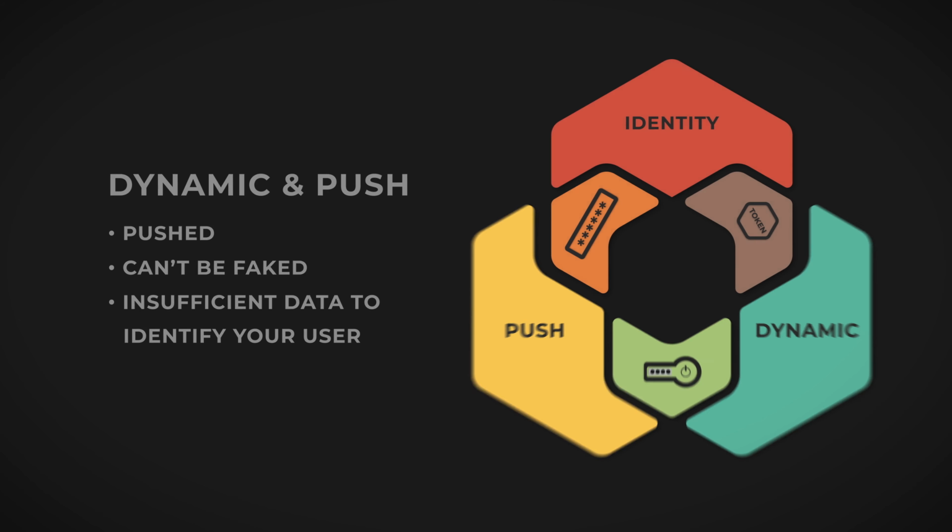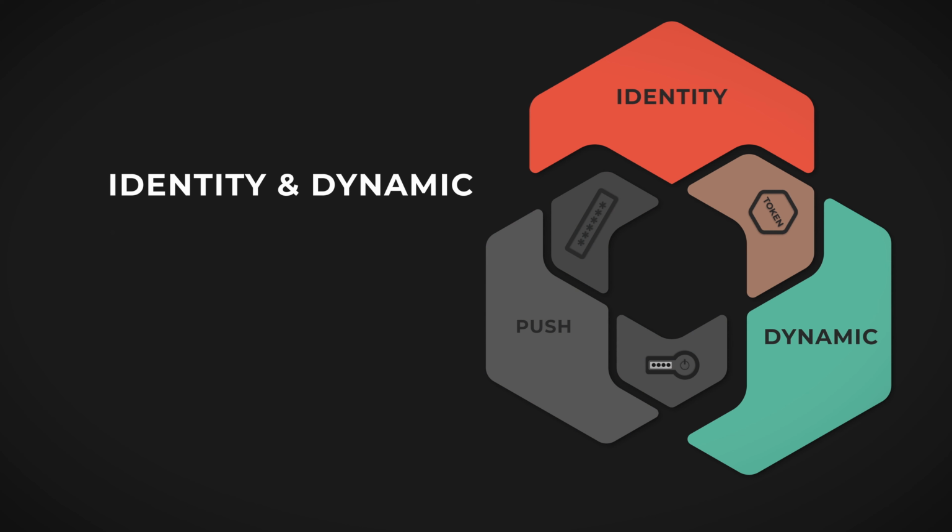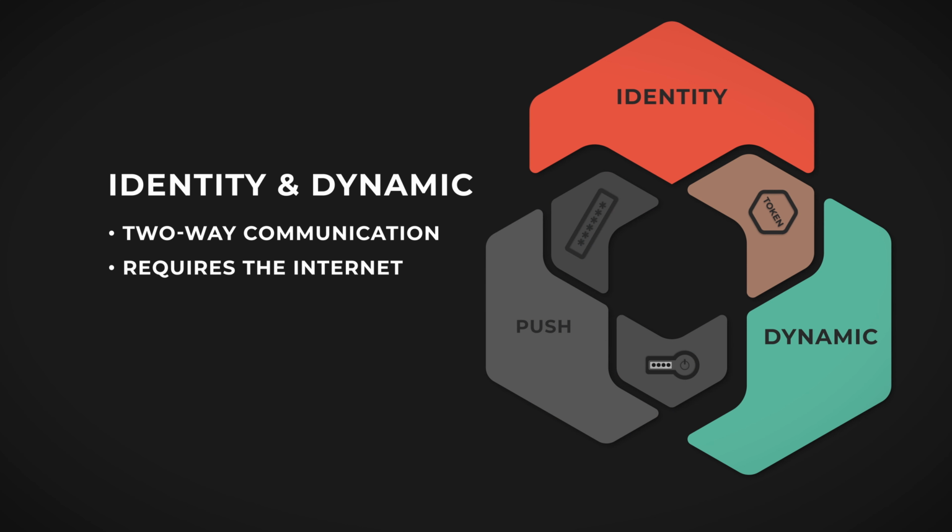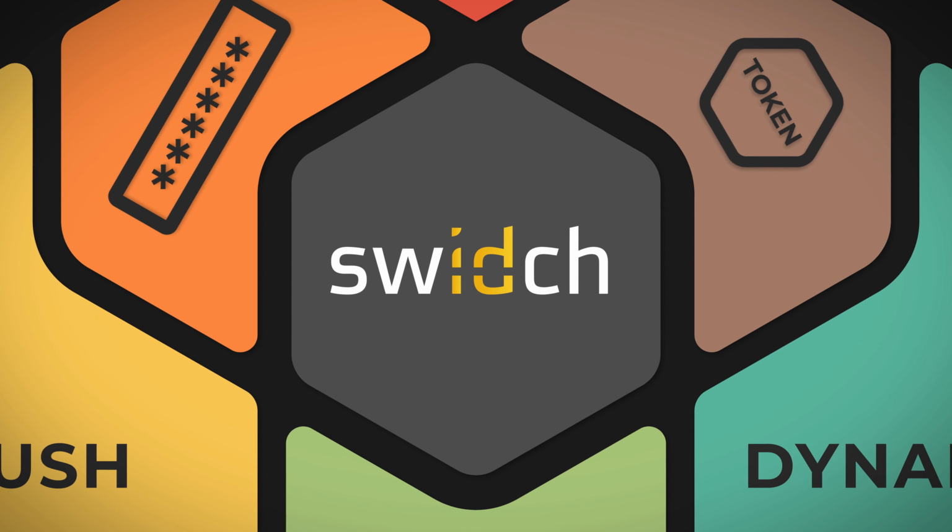to identify your user. Tokenization is in wide use today, but it requires bi-directional communication over the internet between your devices and the token service provider systems. swIDch combines the best of these technologies to create a newer, more secure authentication system.